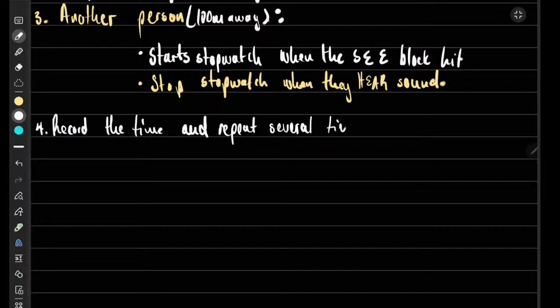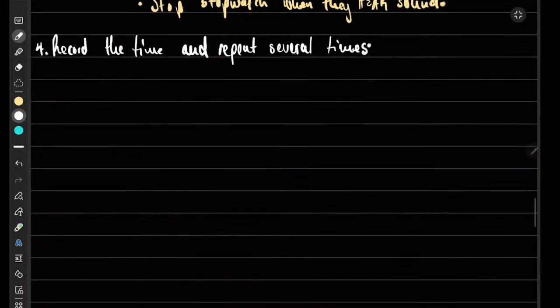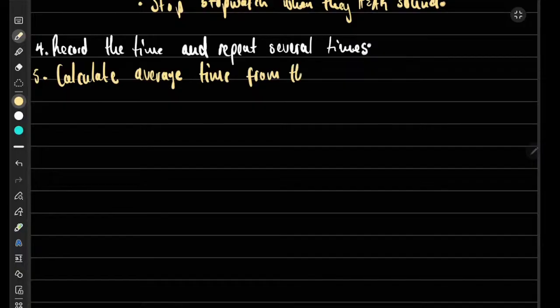Then calculate the average time from the measured values. You add all of them, then you divide by how many they are. Remember, average is mean. You know about mean. This is not a problem for you at all.